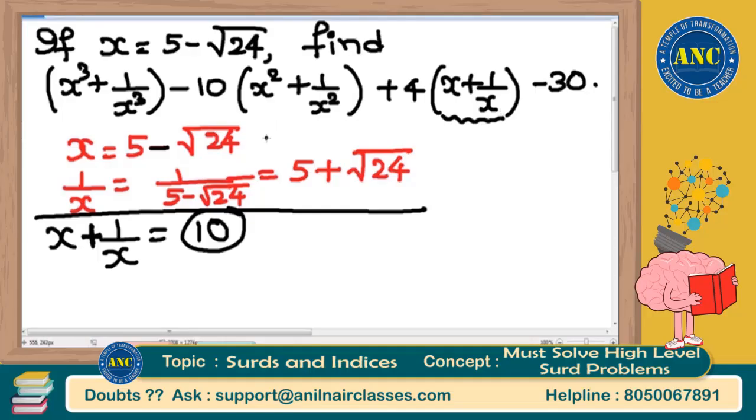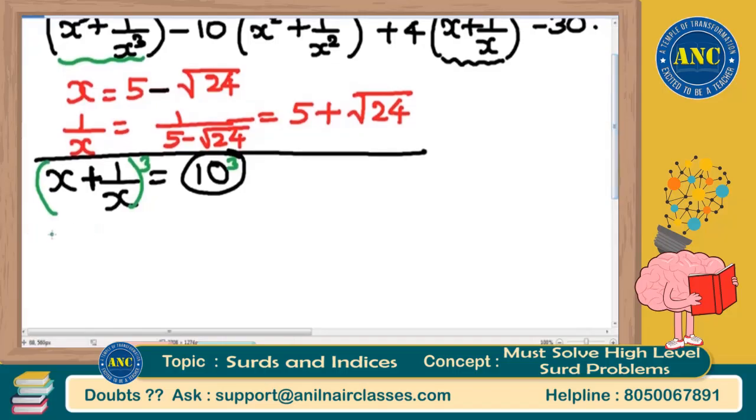Now see here, I have x plus 1 by x, but I need x cube plus 1 by x cube. If I cube it, this becomes x cube plus 1 by x cube. A plus b whole cube is a cube plus b cube plus 3ab, 3 into x into 1 by x, which is 1, into a plus b. A plus b is x plus 1 by x, and x plus 1 by x value is how much? It is 10. Right hand side is 10 cube, 1000.